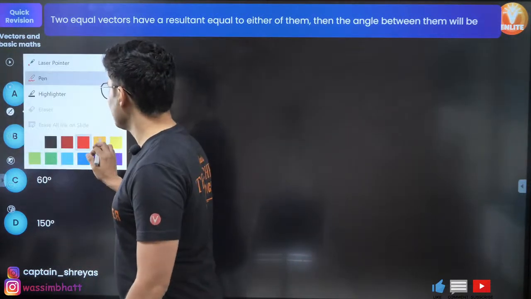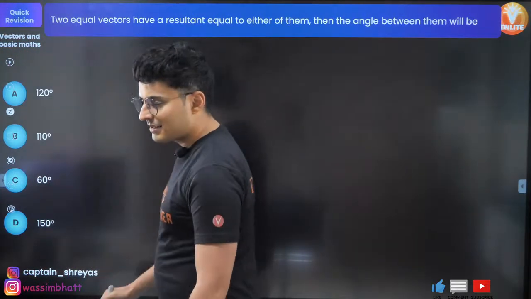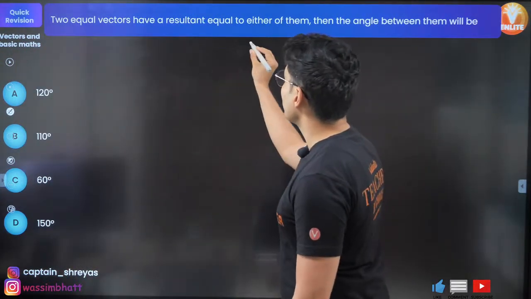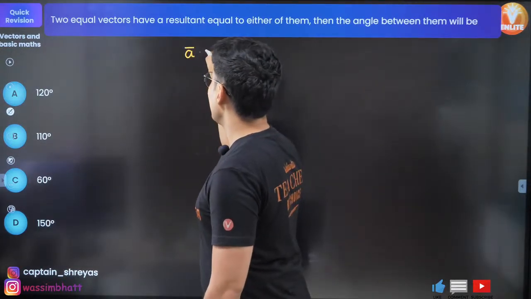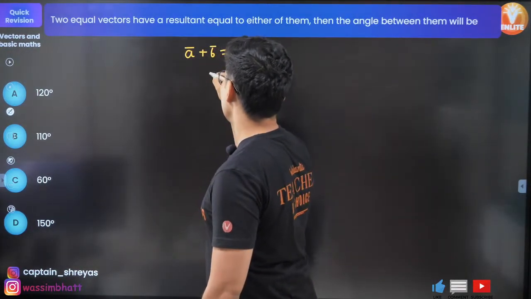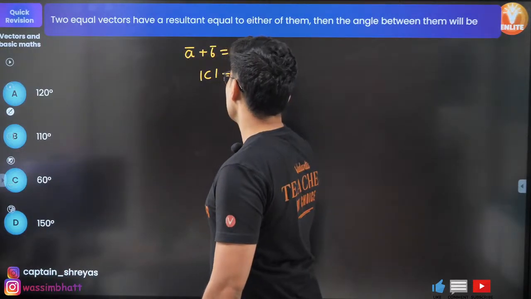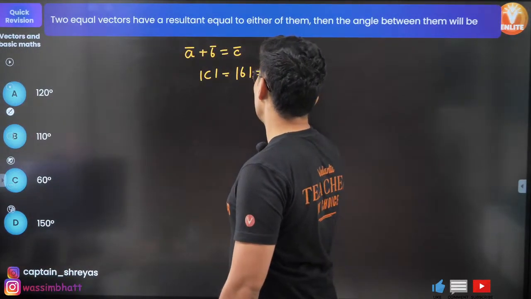Okay, so some of you have started answering. Is it option A, guys? All right, let's figure it out. Two equal vectors have a resultant equal to either of them. That means A vector plus B vector is equal to C vector. The magnitude of C is the magnitude of B, which is also the magnitude of A.